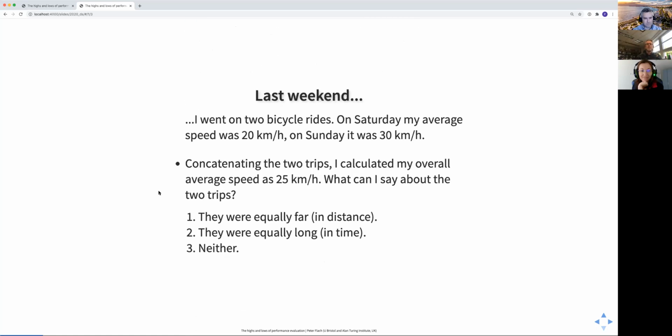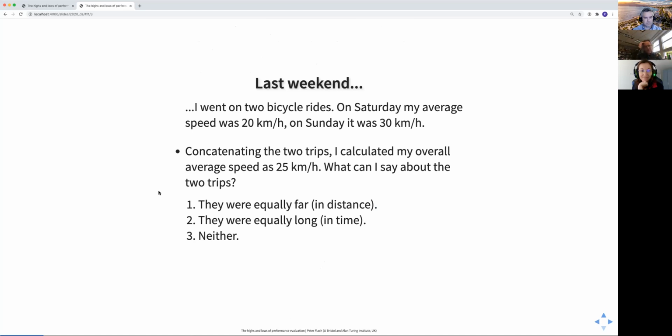So I like cycling. It's getting colder now, but last weekend I went on 2 bike rides. Saturday, my average speed was 20 kilometers an hour. On Sunday, it was 30 kilometers an hour. Okay, so now let's put the 2 trips together. So pretend that I continuously cycled first the first trip and then the second trip. I calculated my overall average speed as 25 kilometers an hour, which may seem obvious to you because that's the arithmetic mean of the 2.